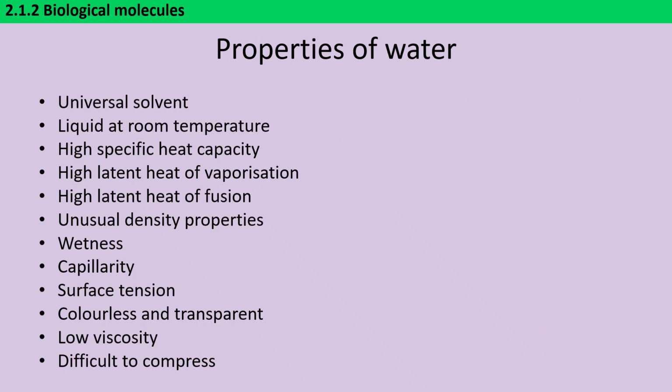As we've said, water has a number of properties that are unusual or surprising for a molecule of its size. It's referred to as the universal solvent, it remains a liquid at room temperature, it has high specific heat capacity and high latent heat at both vaporization and fusion, it has some unusual density properties, wetness, capillarity, surface tension, it's colourless and transparent with low viscosity and difficult to compress. Some of these properties are incredibly important for life as we know it to exist.